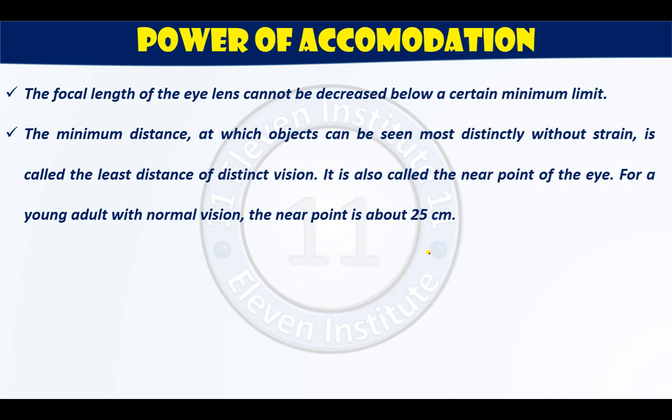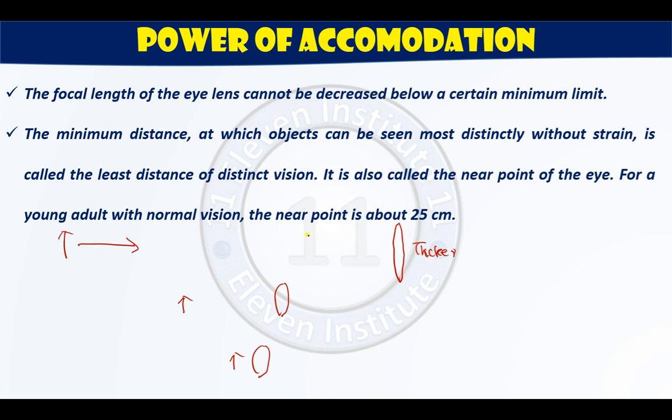Just take an example. Suppose the lens is thin and you are seeing an object over here. Now, as you bring this object closer, suppose now the object is over here. So lens, its curvature will increase. It will become thick. You bring the object yet more near, the lens will become more thick. But there will be a limit.